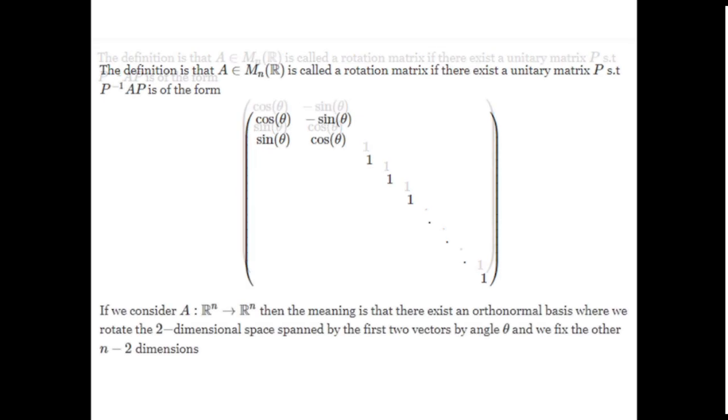Now that looks similar. If we consider A in R^n, 2R^n, in the same vector field, then the meaning is that there exists an orthonormal basis where we rotate the two-dimensional space spanned by the first two vectors by an angle theta, and we fix the other n minus 2 dimensions.